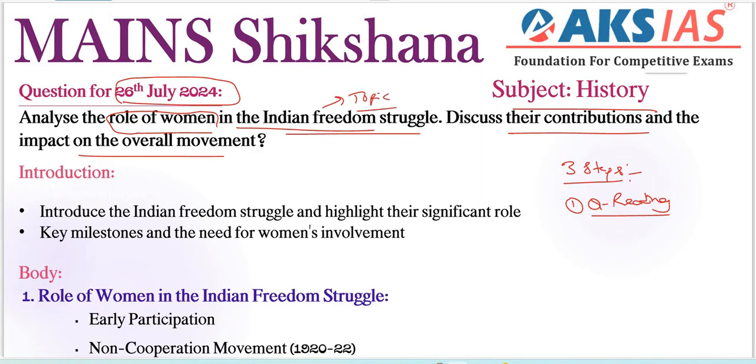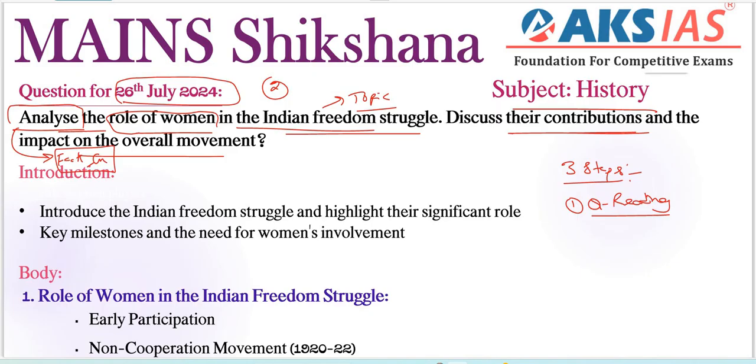So that is the first rule. Second rule is how many parts are there? Here there are 2 parts. First is analyze the role, and second is discuss their contributions and impact, right? So next, what are the important question tags here? Analyze is one important question tag. Analyze means we need to include different types of facts and also examples, right? That is the meaning of analyze.